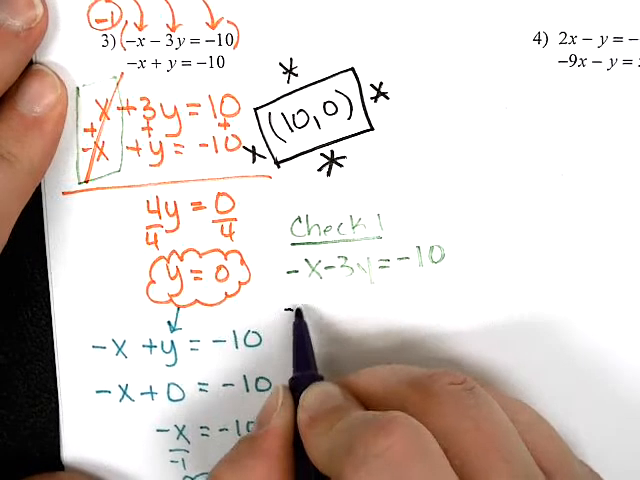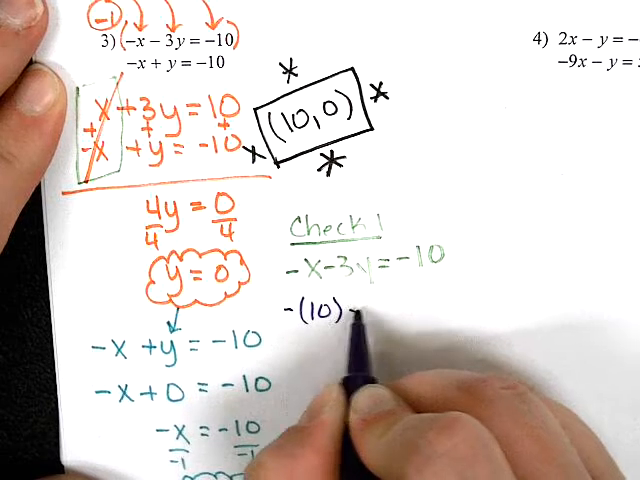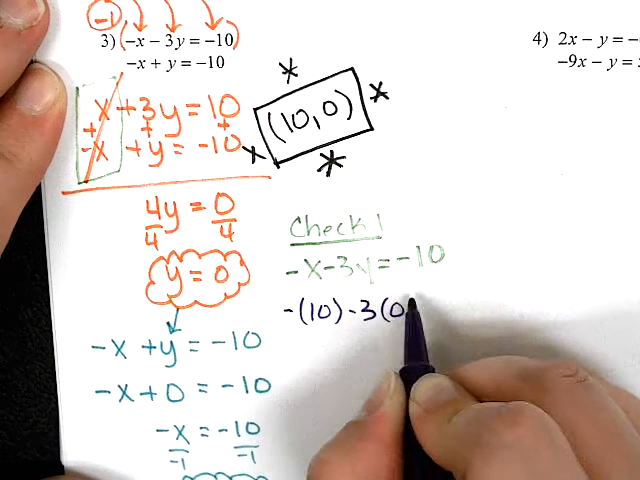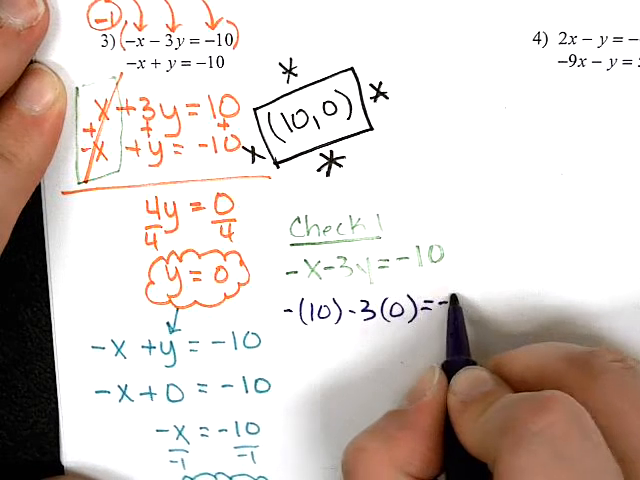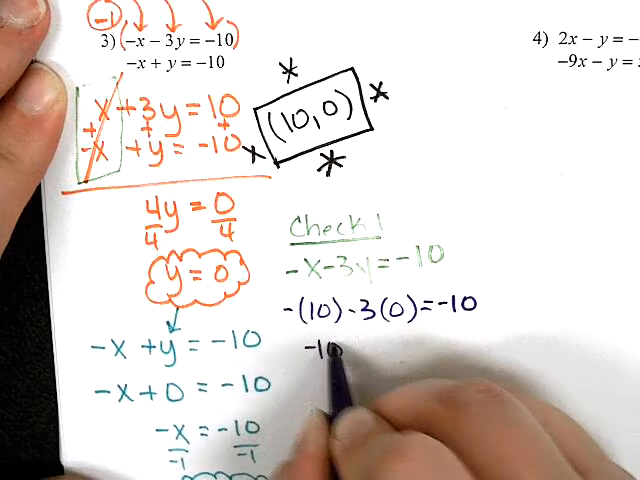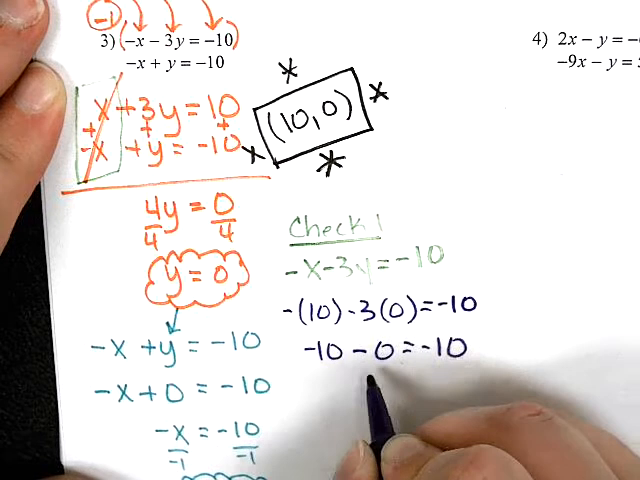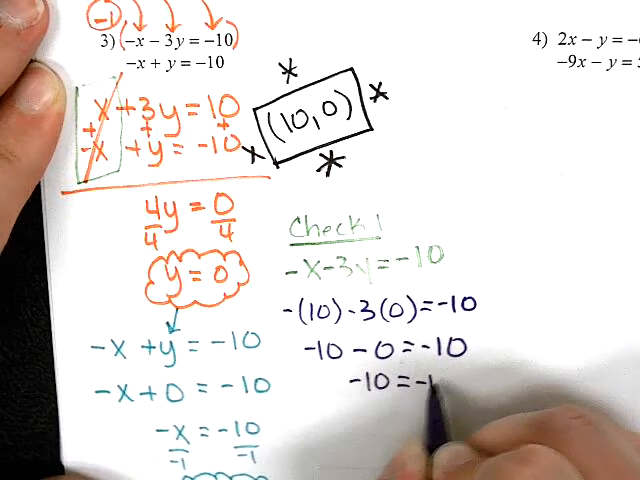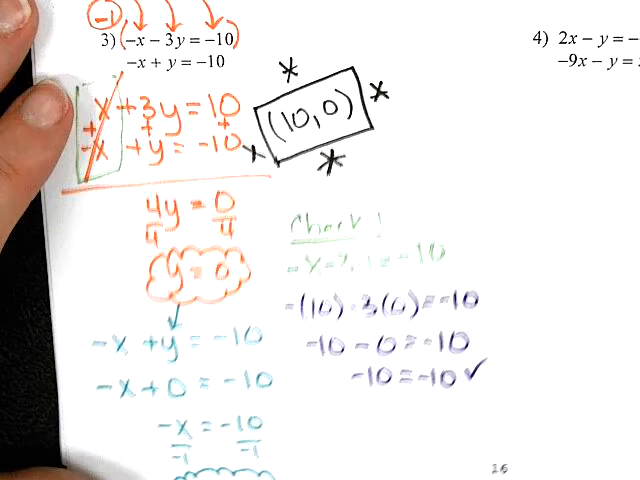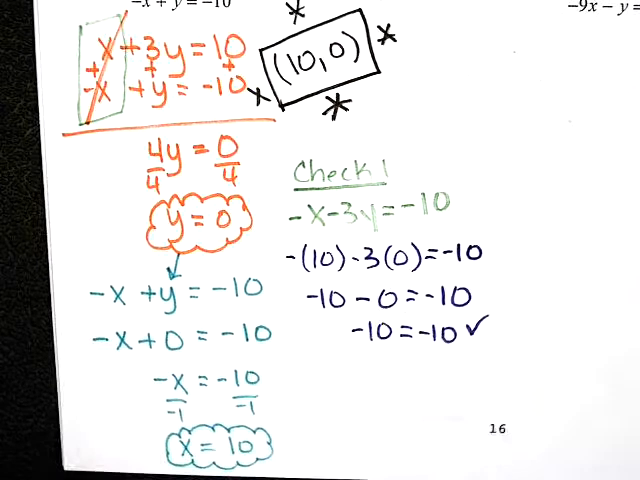Okay, so negative 10 minus 3y, so my y equals 0. So I get negative 10 minus 0 equals negative 10. Negative 10 equals negative 10. Bam, I am good with my first check. Then I need to do my second one, right?